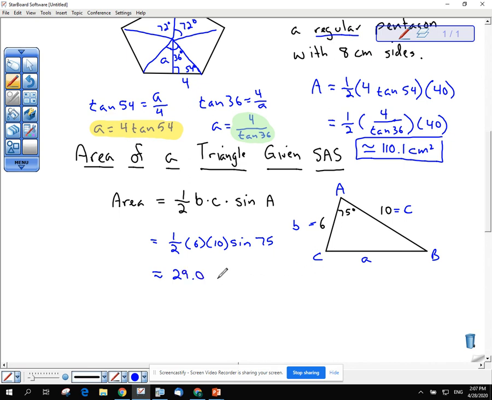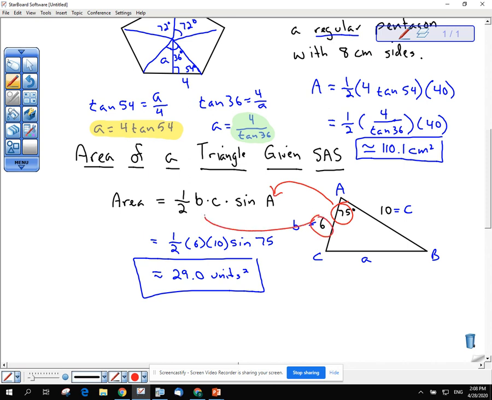And we didn't give units there, so just units squared, or if it was in miles, you're talking miles squared, you know what to do. So still work and answer, and that's area of a triangle given side angle side. Basically the angle is included. It goes here, like this, 75 goes here. The two sides go in for the lowercase letters. Pretty simple. All right, thanks for tuning in.